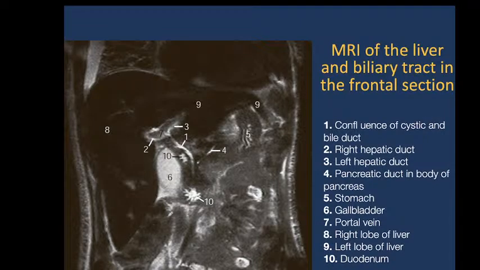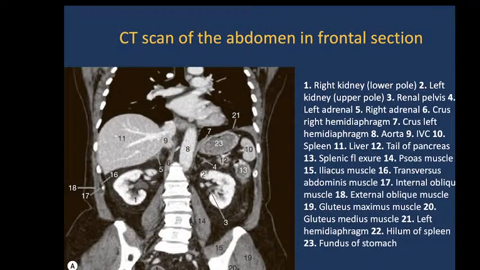Here is the frontal section. We also see the liver, I think you guess, and number 6 is the gallbladder, quite big for this position. And this is usually bile inside of this stomach.